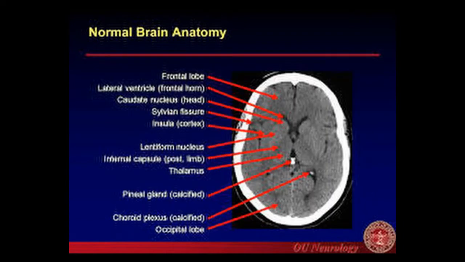Next image: frontal lobe, lateral ventricle, frontal horns, caudate nucleus, sylvian fissure, insula, lentiform nucleus, internal capsule, thalamus, pineal gland that is calcified, choroid plexus that is also calcified. Now down that there is the occipital lobe.